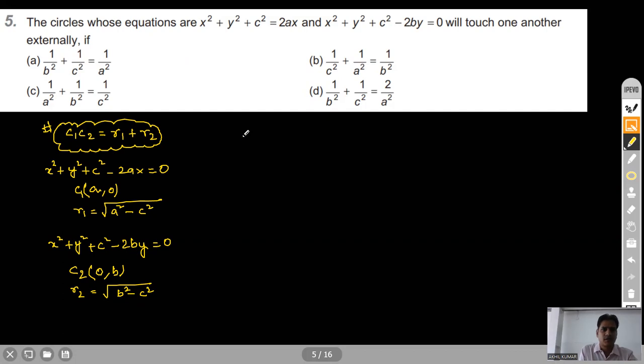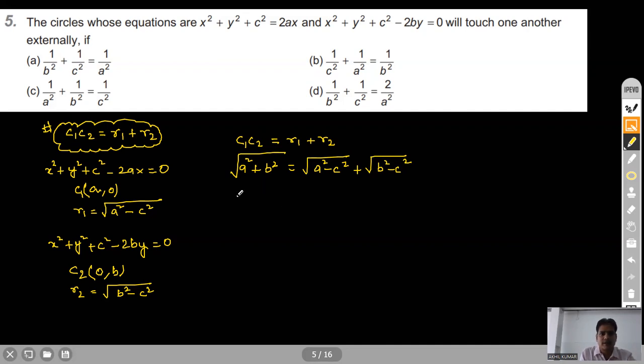C1C2, the distance between the centers, must be equal to R1 plus R2. So what will be our C1C2 distance between these centers? It will be the square root of (a minus 0) squared plus b squared, right? This must be equal to R1 plus R2, that is the square root of a squared minus c squared plus the square root of b squared minus c squared. Let's square on both hand sides. So what will we get?